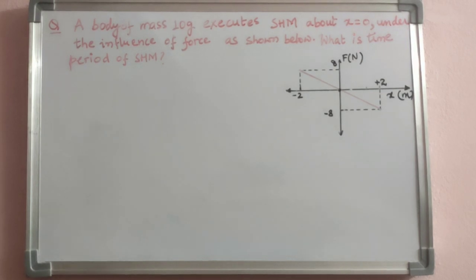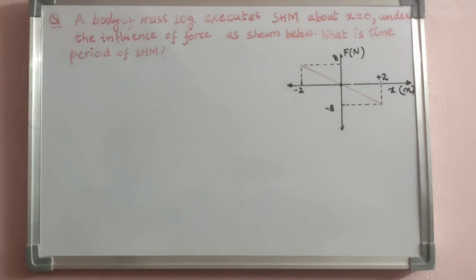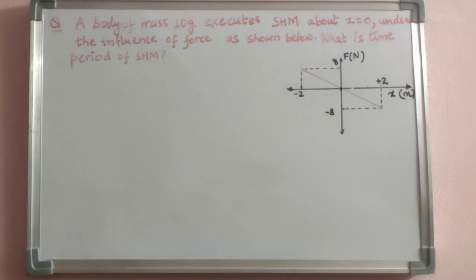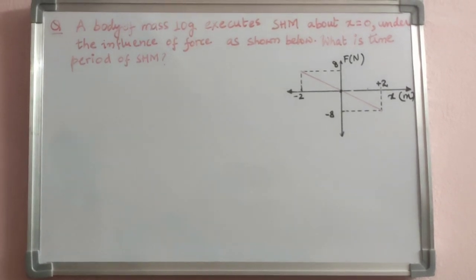In this question, a body of mass 10 grams executes simple harmonic motion about x equal to 0 under the influence of force as shown in the figure.